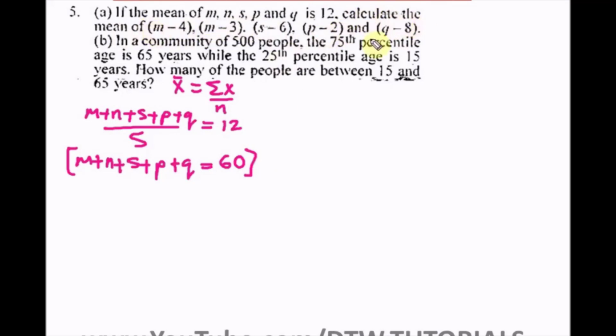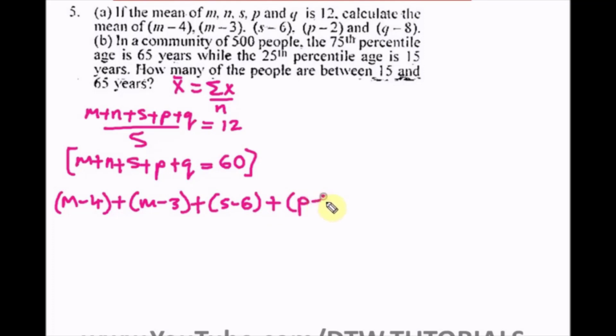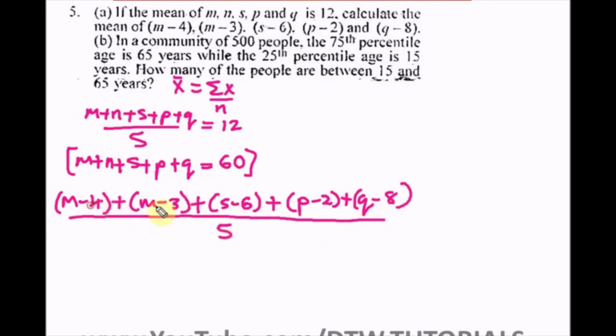Now it says calculate the mean of this, so it means we are going to have M minus 4, plus N minus 3, plus S minus 6, plus P minus 2, then plus Q minus 8, divided by 5, since we have 5 numbers. All right, so this will give us our mean. Let's try to simplify this.